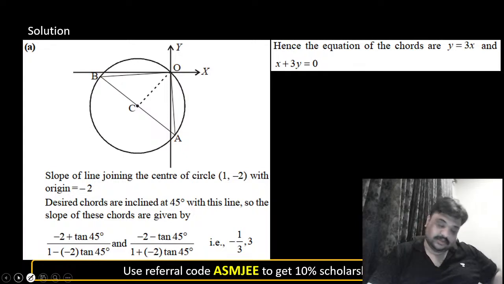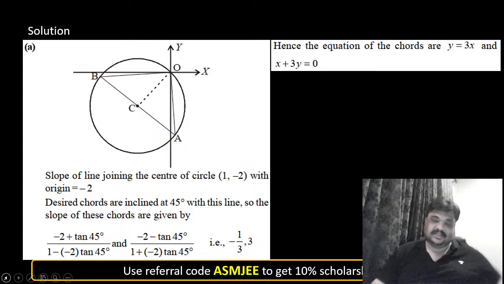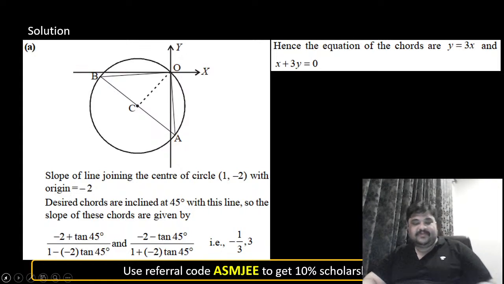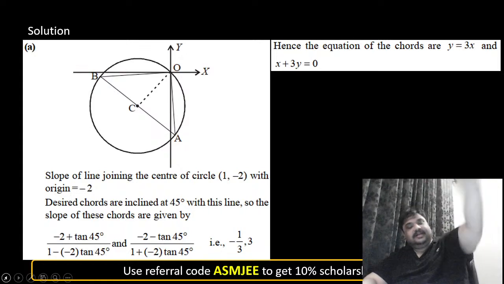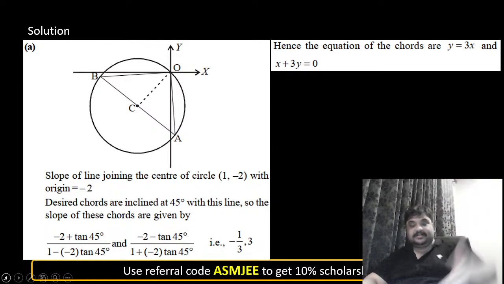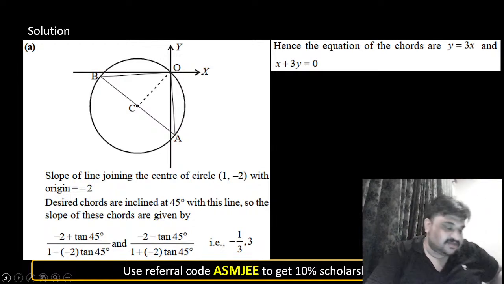This is also good. See this method. Slope of line joining the center is 1 comma minus 2 and then it rotates it by 45 degrees. It is much simpler. There was someone in the chat who was saying that I did it with this method, 45 degree rotation. Who was saying that? This is even better.